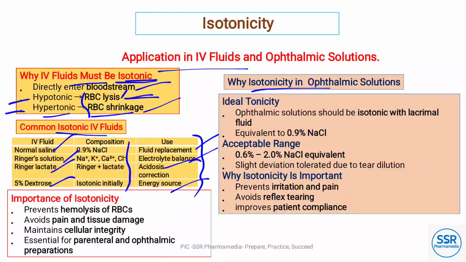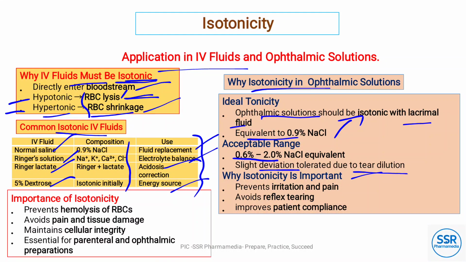Why isotonicity in ophthalmic solutions? Ideally, an ophthalmic solution should be isotonic with lacrimal fluid. The equivalent of 0.9% sodium chloride is considered an isotonic solution, which is equal to lacrimal fluid. The acceptance range of the sodium chloride equivalent method when preparing ophthalmic solutions is 0.6% to 2% sodium chloride equivalent, to make the solution isotonic, and slight deviations are tolerated due to tear dilution.